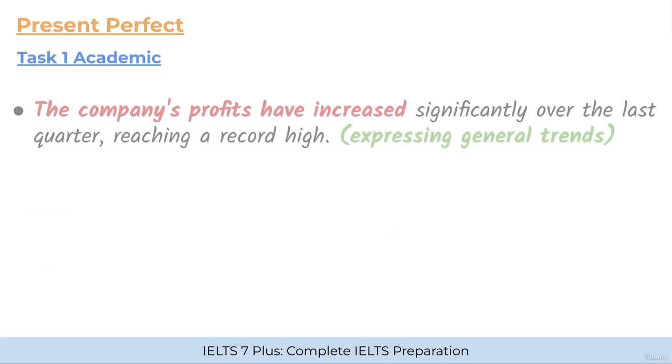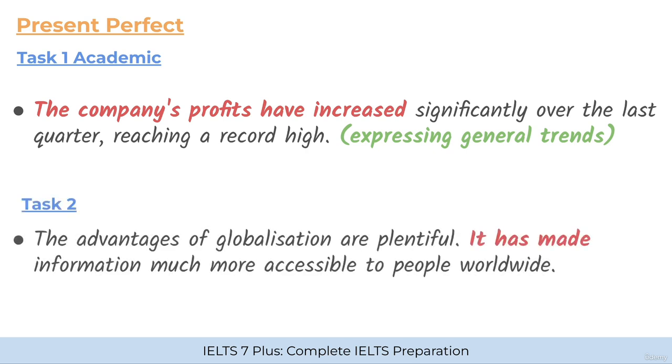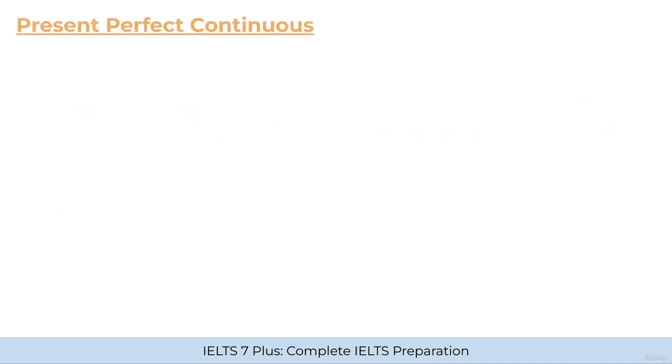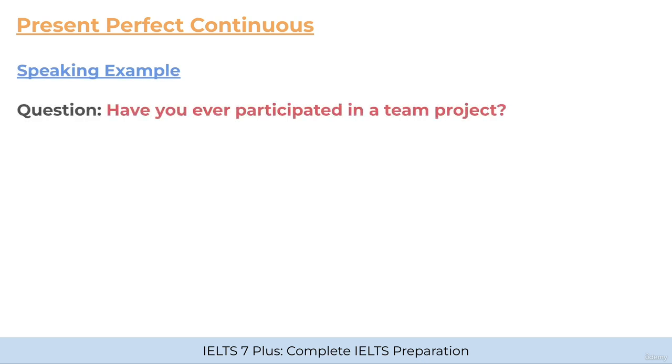Right, let's do the reveal, see if you were correct. The first one, the company's profits have increased. And the second one, it has made information much more accessible. It referring to the advantages here, so that's a good pronoun. Right, so that's our present perfect. Now let's seamlessly ease into the present perfect continuous. Got a speaking example for you.